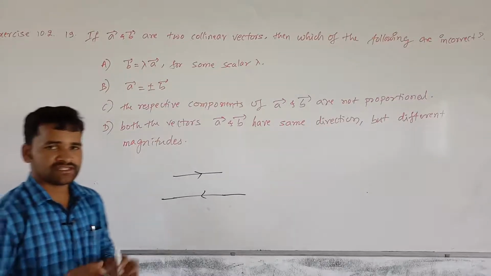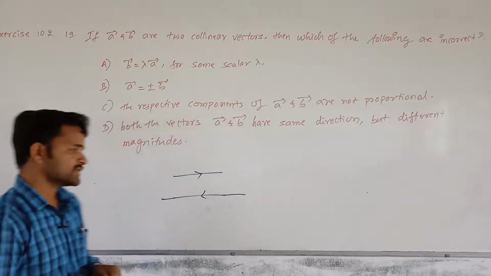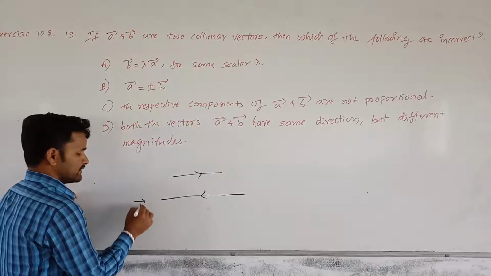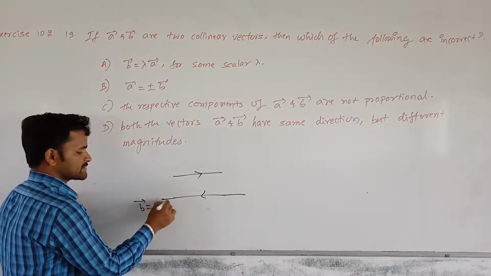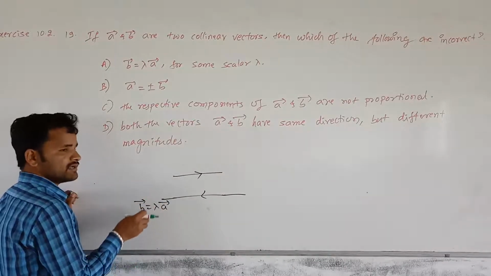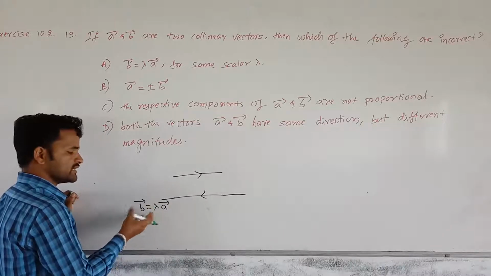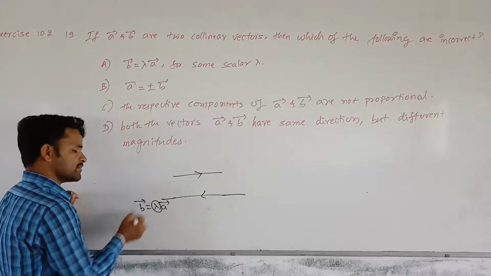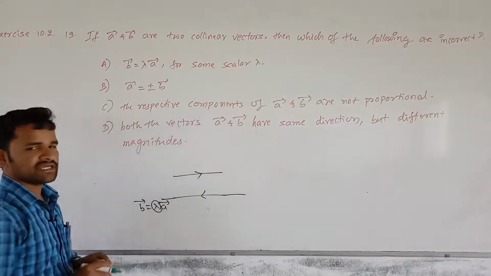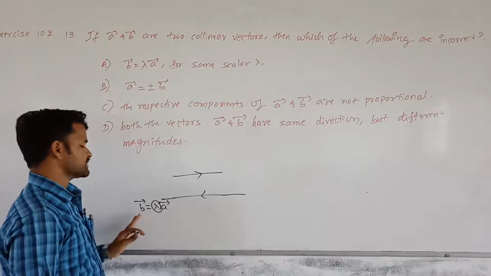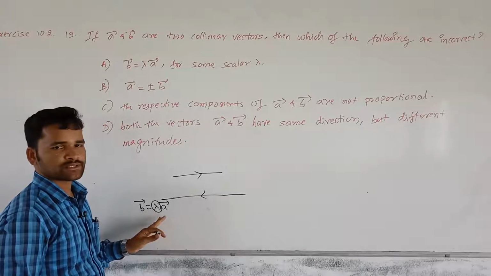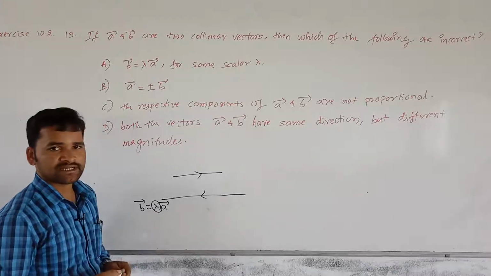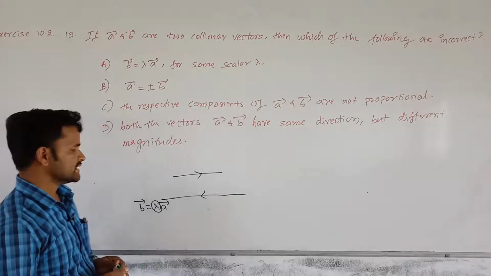How to identify whether the given two vectors are collinear or not? Two ways I told you. If one vector can be expressed as some real number times the other vector, then we say the vectors are collinear. Lambda value can be any real number. If it is possible to express like this, then vector A and vector B are collinear vectors. That is the concept we know.